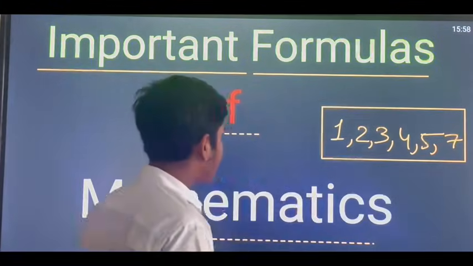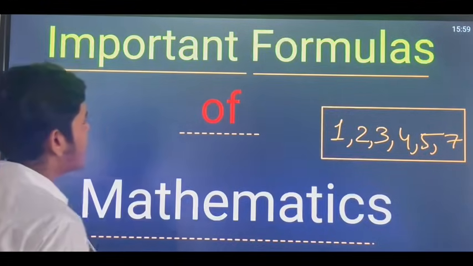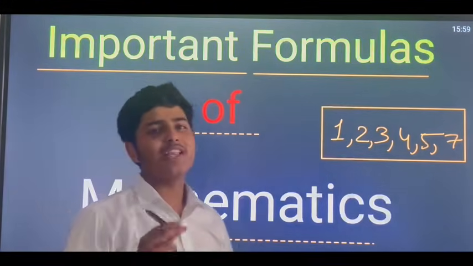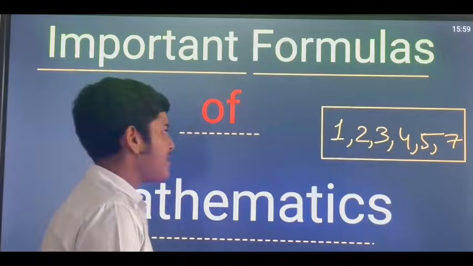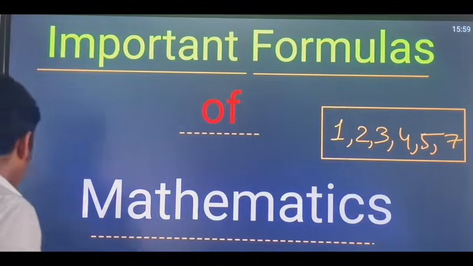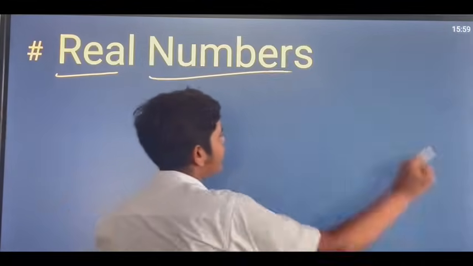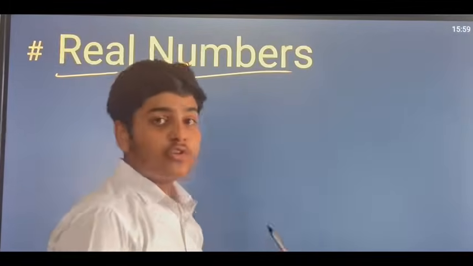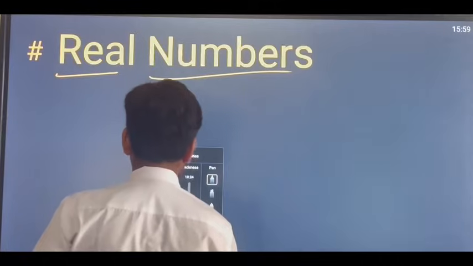Mainly we will start with the formulas of these chapters, like real numbers, polynomials, pair of linear equations in two variables, arithmetic progression, coordinate geometry and many more. So let's start. First, real numbers. We learned real numbers yesterday with the exercise, and the day before yesterday the introduction of real numbers. So let's come to the formulas.